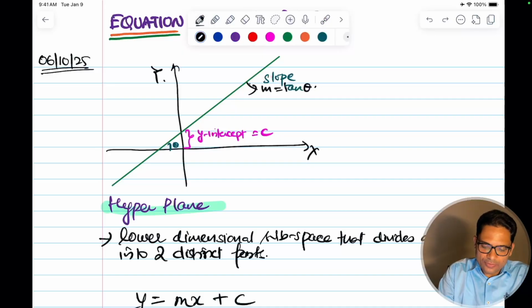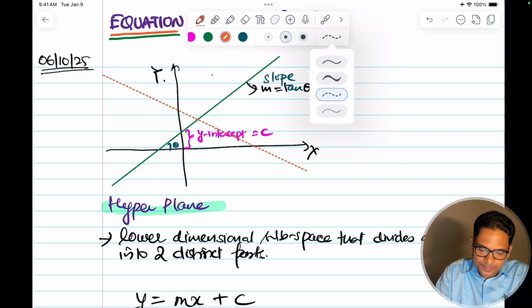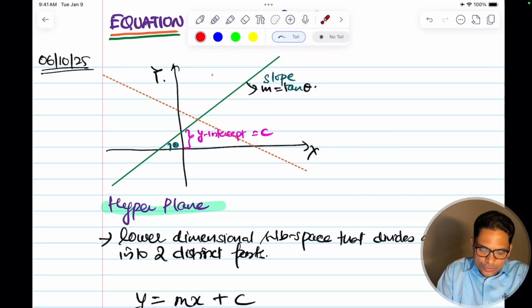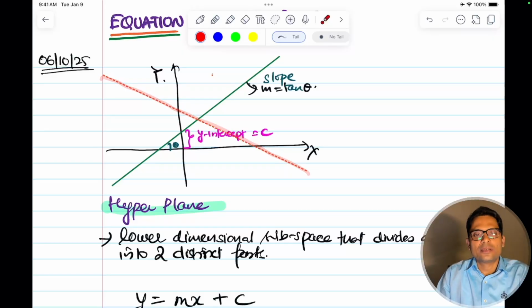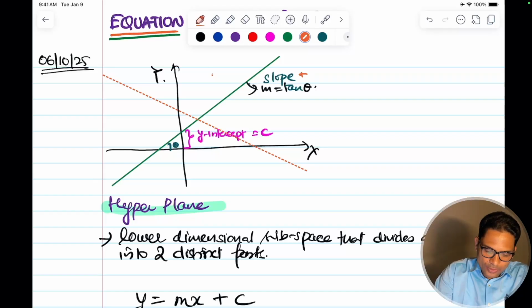What if I have the equation of a line this way? Let me draw a dotted line, and let's say we have another line like this, the other way around. Okay, so this is our line, this dotted one. And let's come back. So what will be the equation of this line? The slope here will be positive, the tan theta slope will be positive.